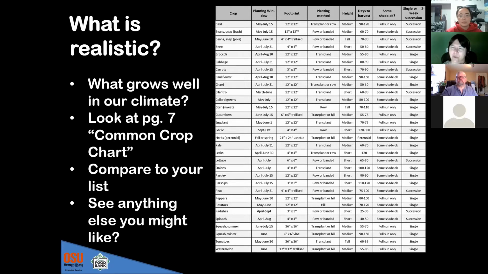Now, at this point, have any of you thought that you might want to grow things that you don't see on the chart? And you're wondering, well, how do I do it if it's not part of this chart she keeps talking about?